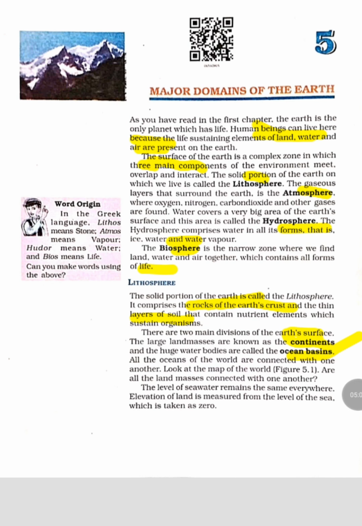All the oceans of the world are connected with one another. Look at the map of the world, figure 5.1, in the book. Are all the landmasses connected with one another? Landmasses are separated, while water masses are connected. The level of sea water remains the same everywhere. The elevation of land measured from sea level is taken as 0. For example, we measure the height of the Himalaya as 8,848 meters. How do we consider this? It is taken from sea level. Sea level is equal all over the world, regarded as 0, and is the same everywhere. This is known as sea level.